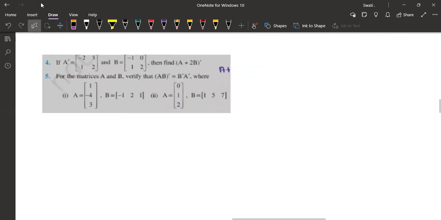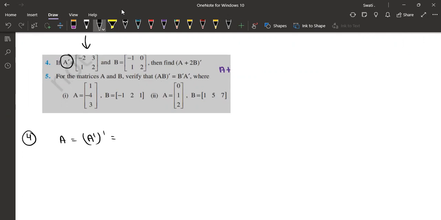Okay, so let's start with the fourth one. In the fourth one, we need to find (A + 2B) whole transpose, right? So let's start with the fourth solution. You have A transpose given in the question, right? So first we'll find out the value of A by using the formula (A transpose) transpose. A transpose is already given here.